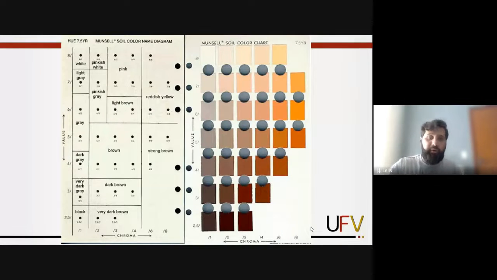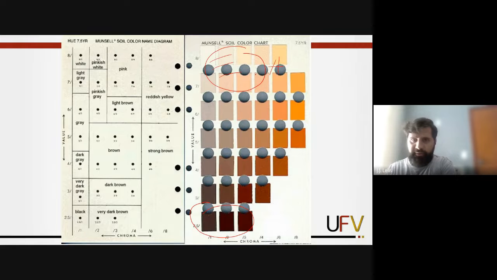People, color is quite important to describe in the field because it is evidence of a lot of soil properties. Just think, if you have a horizon that has these colors, and another horizon that has these colors, but both of these horizons are on the surface. Which one do you think has more organic matter?